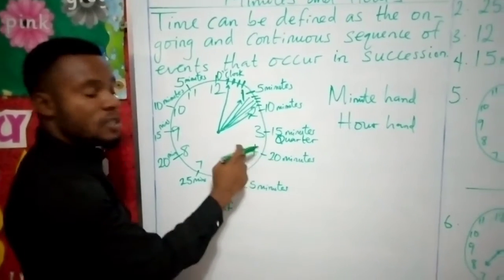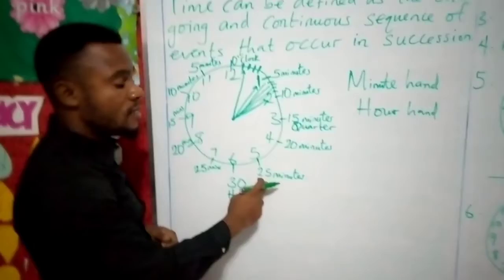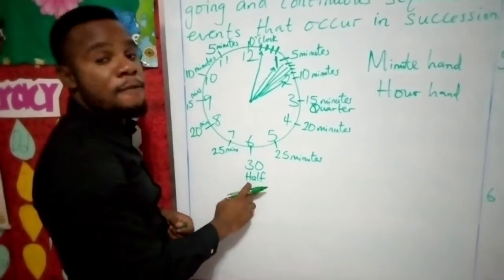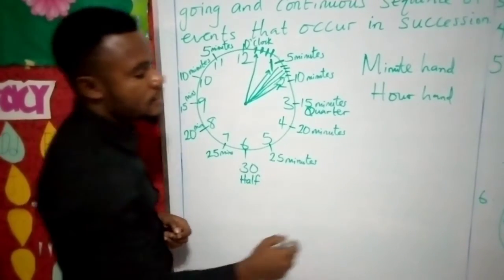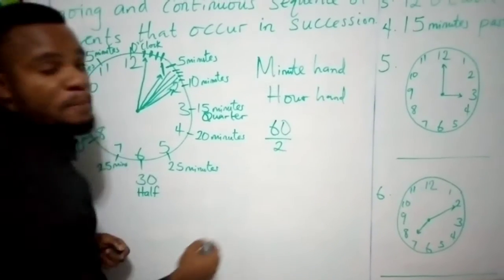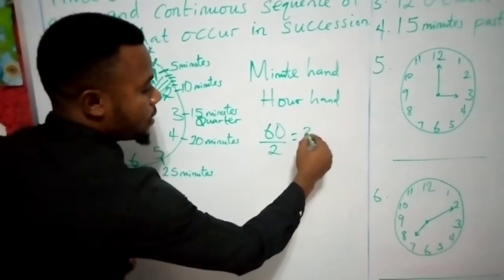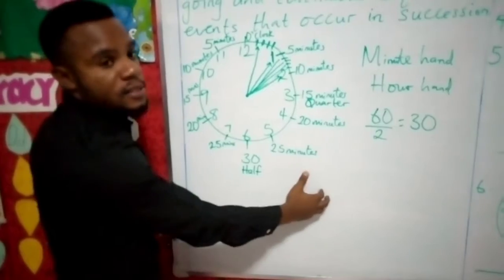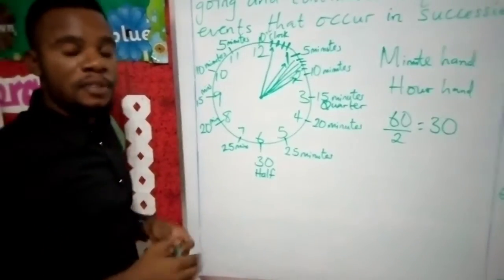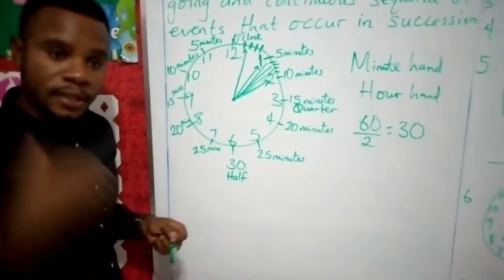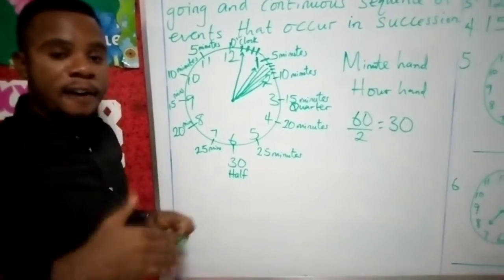So 15 minutes, which is 3, or quarter, which is 3. 20 minutes, which is 4. 25 minutes, which is 5. And your 30 is 6, or you call it half. That means half of 60 is 30. When you divide 60 by 2, you get 30. So your 30 here is your 6. So you can call it half. Half past. There's nothing like half to. It's always half past, half past 10, half past 4.